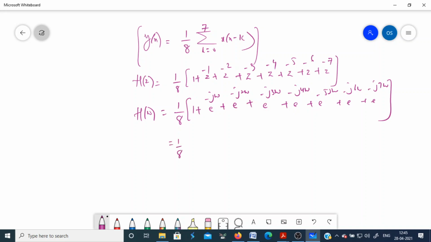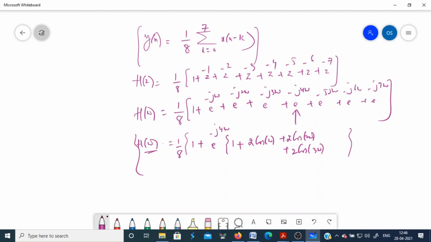Or you can take e^(-j 4 omega) as common. So this will become 1, and the rest of the terms will be combined to generate cosine terms. So we'll get 2 cos omega plus 2 cos 2 omega plus 2 cos 3 omega. This will be the magnitude response, and then you can plot it, and again I have the phase response. In this case, the phase is not linear, of course. It is linear in a piecewise manner.